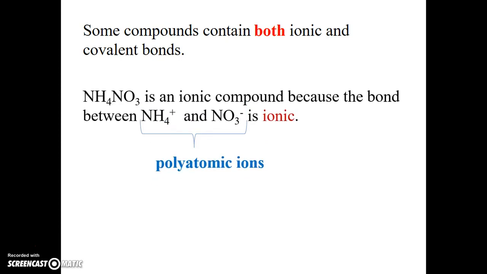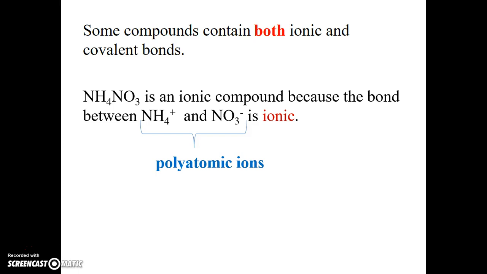There are many compounds out there. So some compounds will contain both ionic and covalent bonds. For example, NH4NO3, known as ammonium nitrate. This is an ionic compound because the bond is between what is known as NH4 positive, a positive polyatomic ion called ammonium ion, and NO3 negative, a negative polyatomic ion known as nitrate. Those obviously are opposite ions and will bond together ionically.